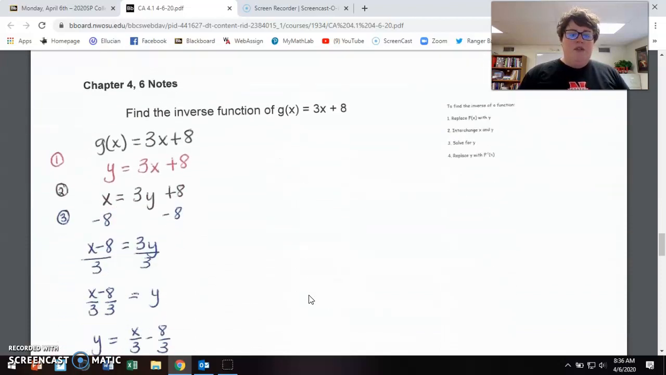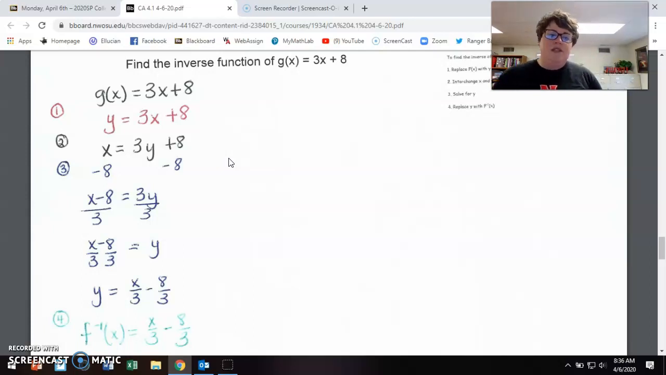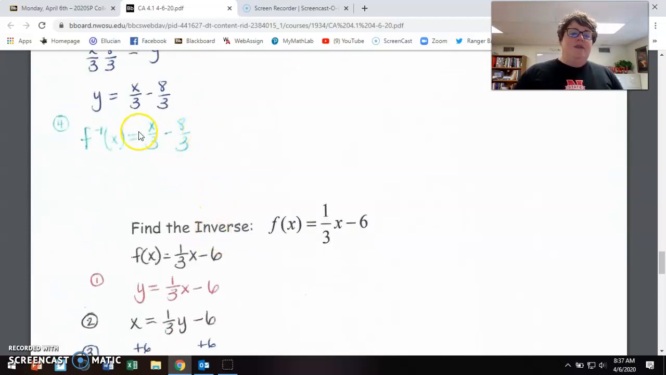I tried to color code these steps for you and label them. So the first one, find the inverse function of g of x is equal to 3x plus 8. The first thing is change g of x to y. Interchange x and y is step number 2. So the y became the x, the x became the y. And now we want to solve for y. So subtract 8 and divide by 3. Simplify if you can. And then the last step is to replace y with f negative 1 of x.